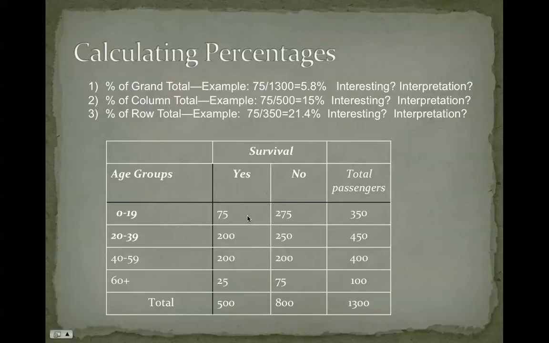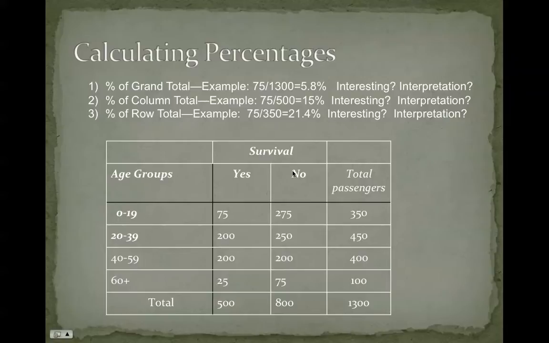Absolute frequencies are only useful to an extent, and that extent is really just telling the sheer numbers of people you have in each category. But to really understand the relationship between two variables, you really do need relative frequencies. So in order to calculate a relative frequency, there are three different types. You can do a percent of grand total, a percent of the column total, or a percent of the row total.